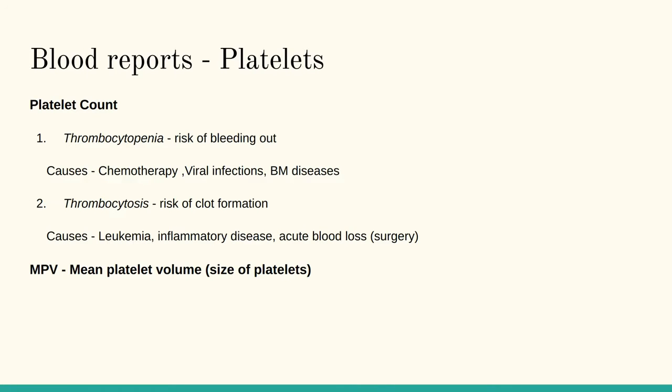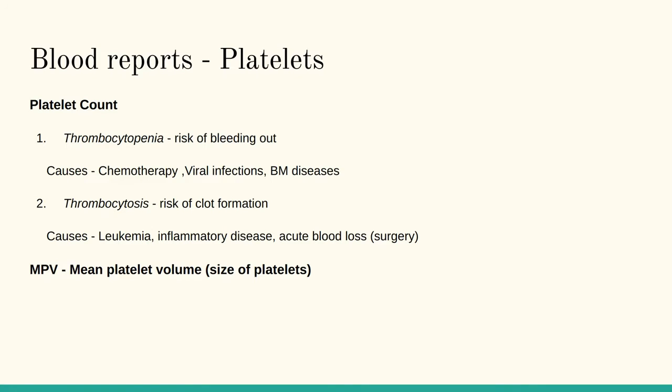Moving on to the last part of the blood report, platelets. Again, based on the platelet count, there are two main pathologies, thrombocytopenia and thrombocytosis. If the patient has thrombocytopenia, which means the platelet count is low, there's an increased risk of bleeding out. The causes of thrombocytopenia would be chemotherapy, viral infections, and bone marrow diseases.